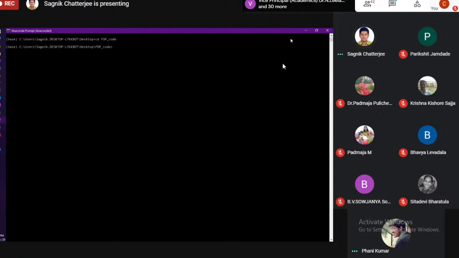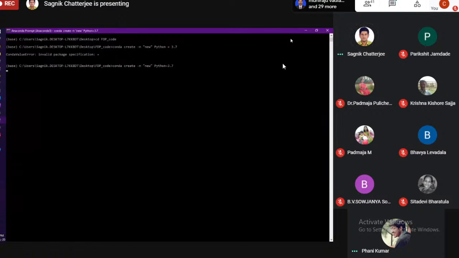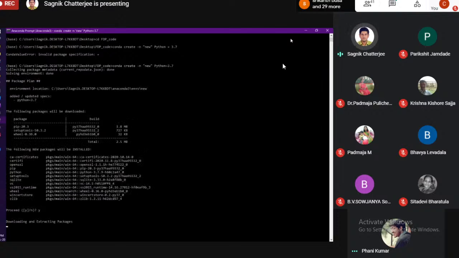Now you can set up multiple environments in Anaconda. A way to create an environment is like this: conda create -n new python=3.7. This is how you create a new Python 3.7 environment in Conda. Similarly, you can do this for R or MATLAB or anything that you like. Now it will set up this new environment. Yeah, I will proceed with this installation.